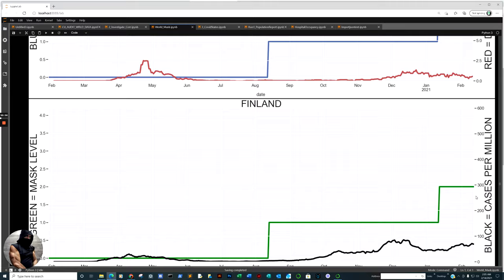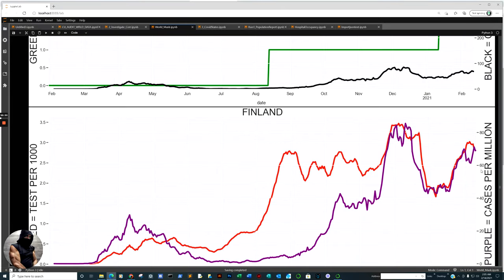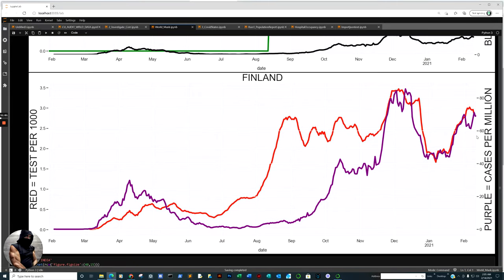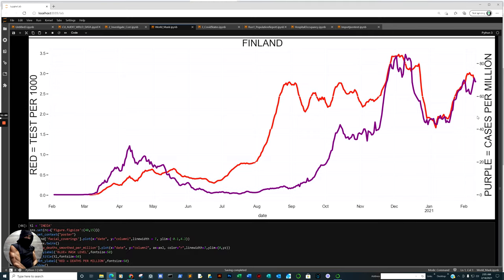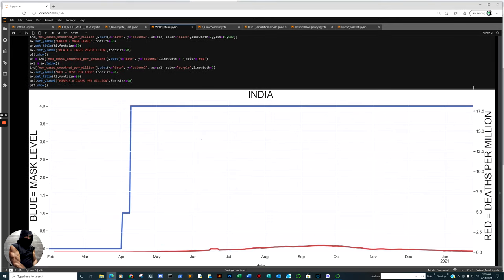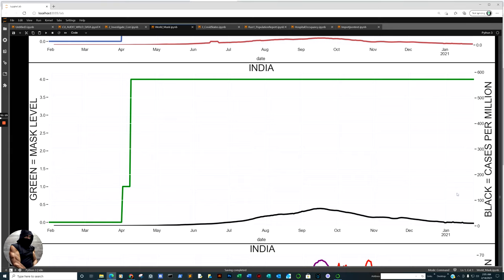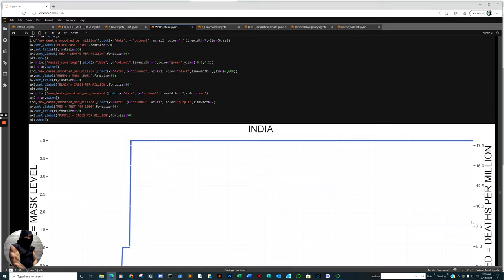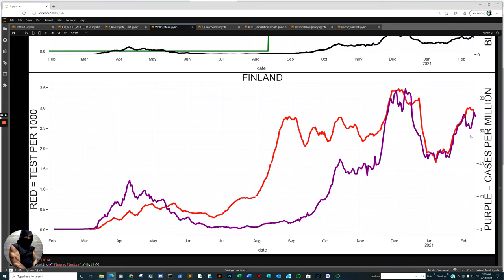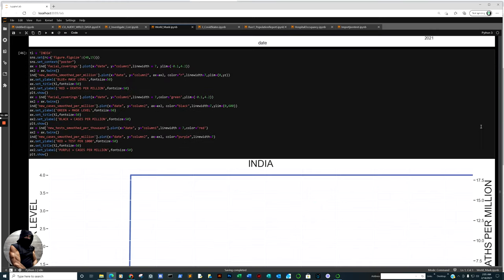Finland, look at that. They're pretty high. You wouldn't think so. They're about 60, close to 70 cases per million. And their tests go hand in hand. India, look at this. What do you think? So here you have India. Think of this. India at about what? Like 5 cases per million. And you have Finland at 60, 70 cases per million. Think about how confounding that is.